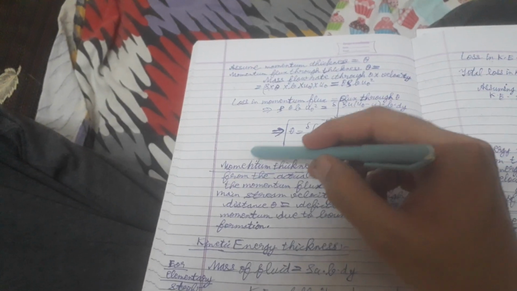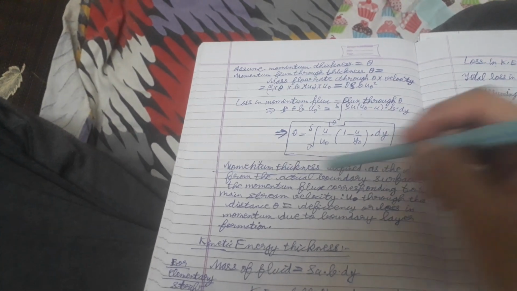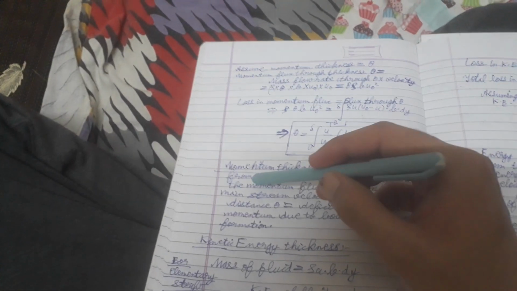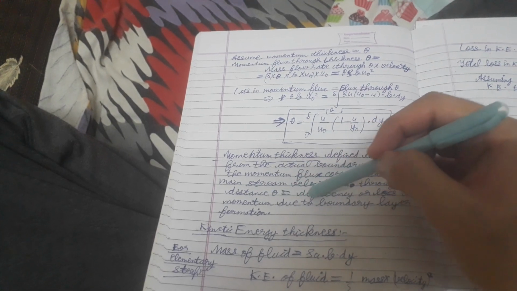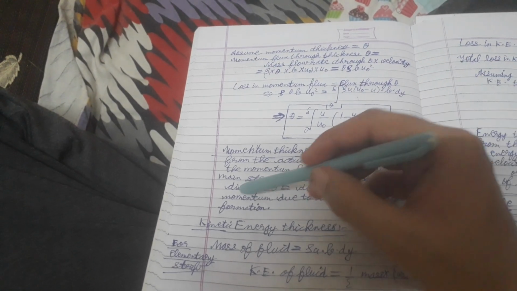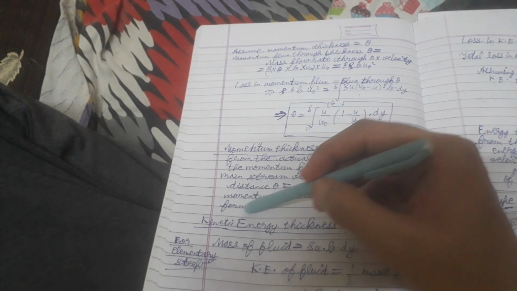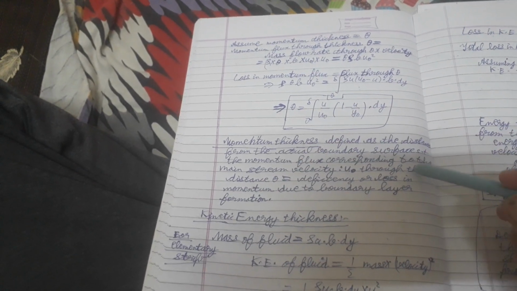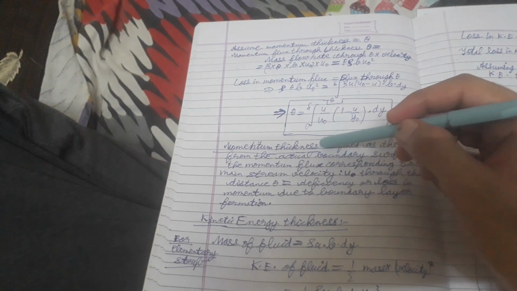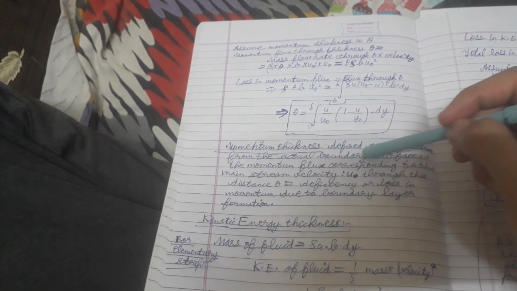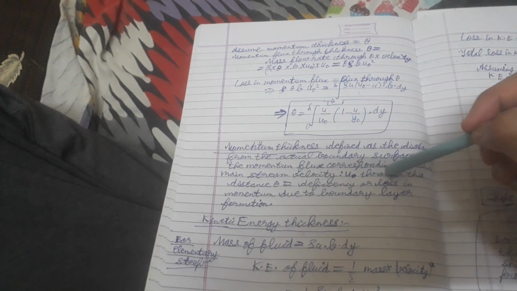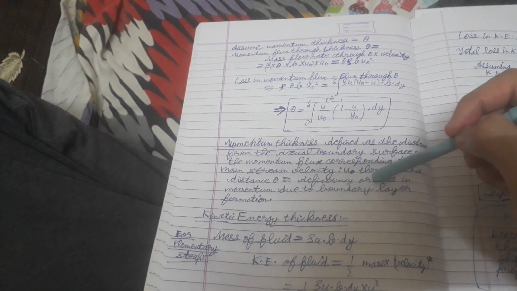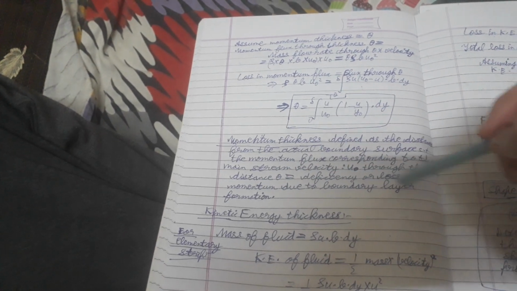Momentum thickness is defined as a distance from the actual boundary surface such that the momentum flux corresponding to the main stream velocity u naught through this distance theta is equal to the deficiency or loss in momentum due to boundary layer formation.